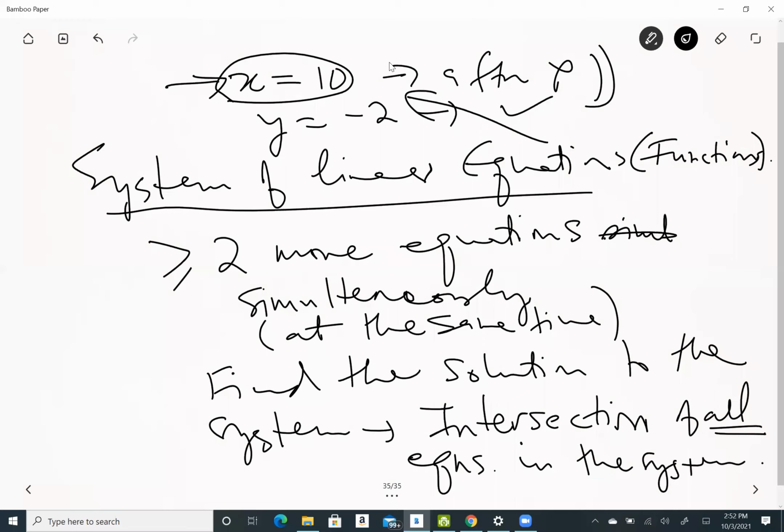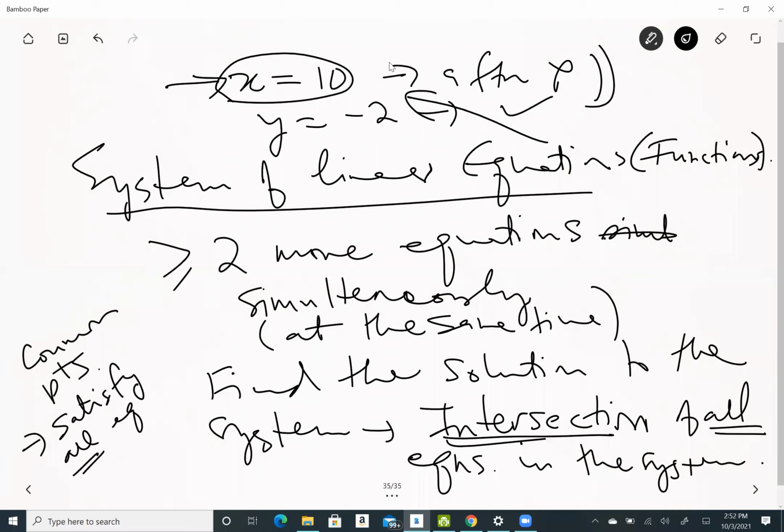So the intersection means the common points. All right, intersection means where the lines cut. It's common. Sometimes we just call it common points. The points that satisfy all equations, okay, at the same time, simultaneously. All equations in the system at the same time. So that is the solution.